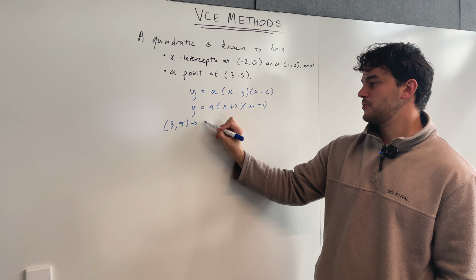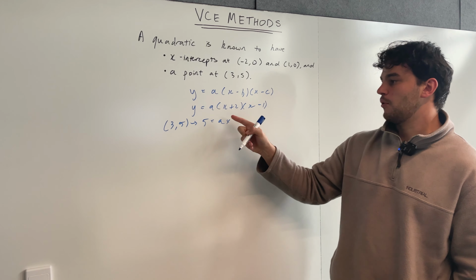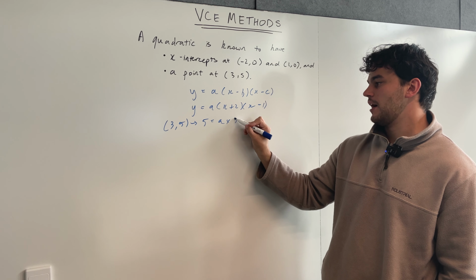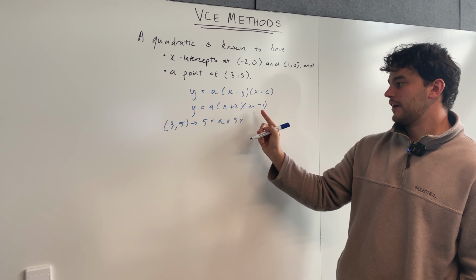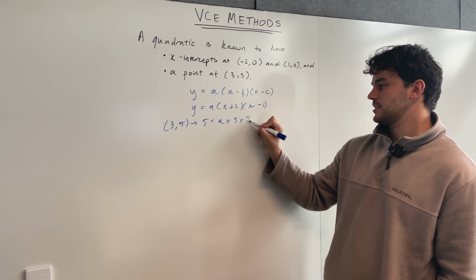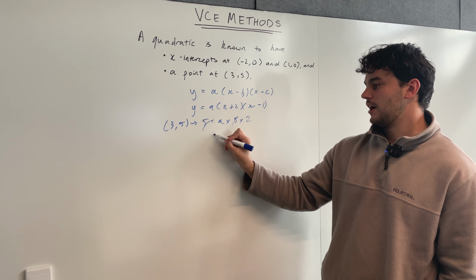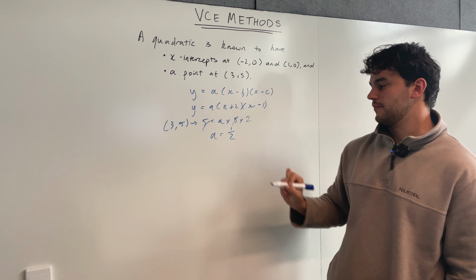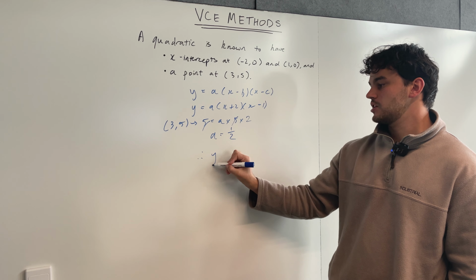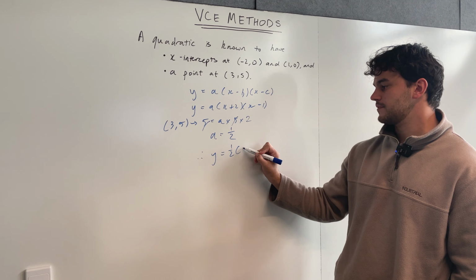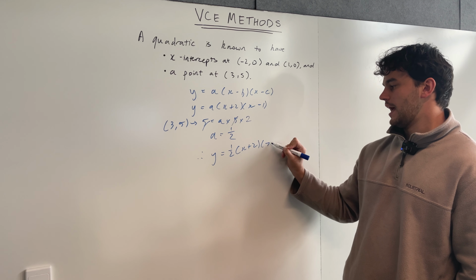So (3, 5) you substitute in, so you get 5 is equal to a multiplied by (x plus 2), which is equal to 5, multiplied by (x minus 1), which is equal to 3 minus 1, which is equal to 2. Cancel out the 5 on each side, therefore a is equal to 1 divided by 2. So our final equation is that y is equal to 1/2 outside of (x plus 2) outside of (x minus 1).